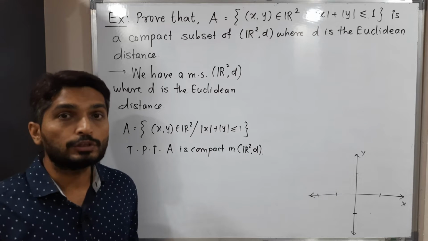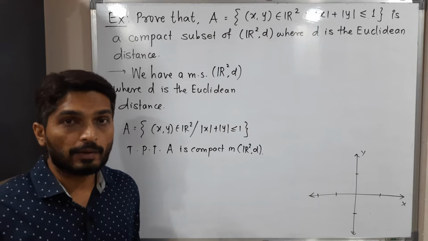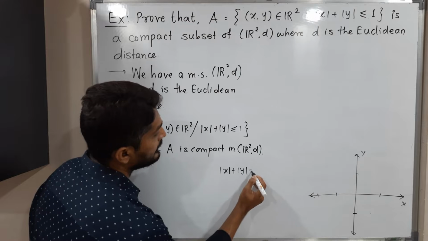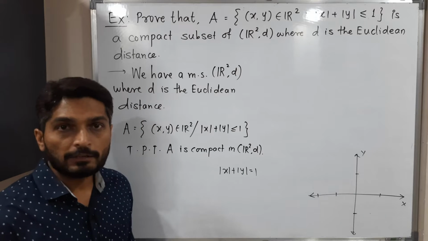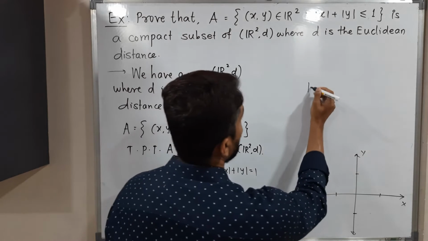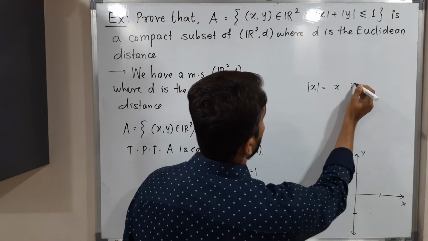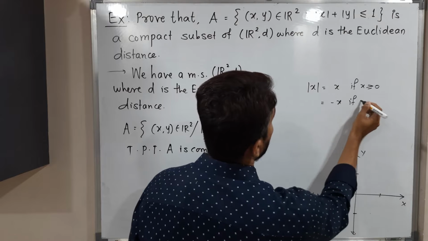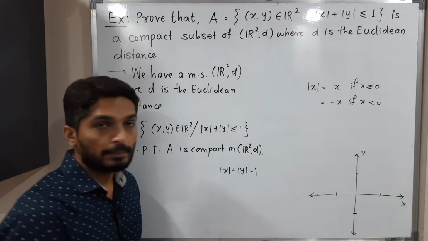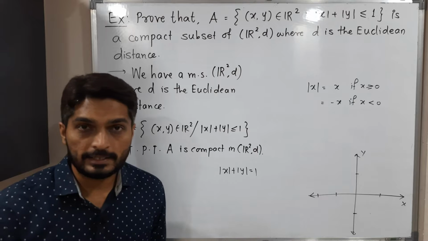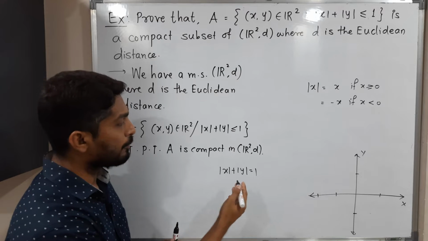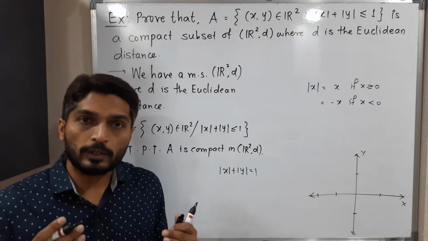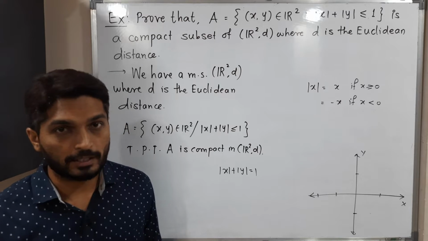When we want the region, first we should replace the inequality by equality. That means |x| + |y| = 1. We are familiar with the definition of mod: |x| is x if x ≥ 0, and it is −x if x < 0. It means the value of |x| is either +x or −x. Similarly for |y|, its value is +y or −y. So if you consider all these cases, we will have 4 different lines.